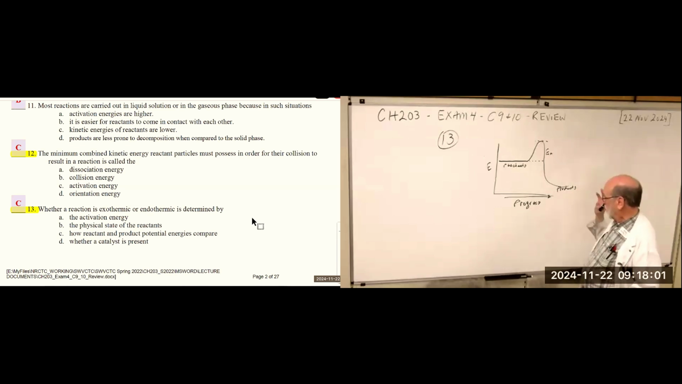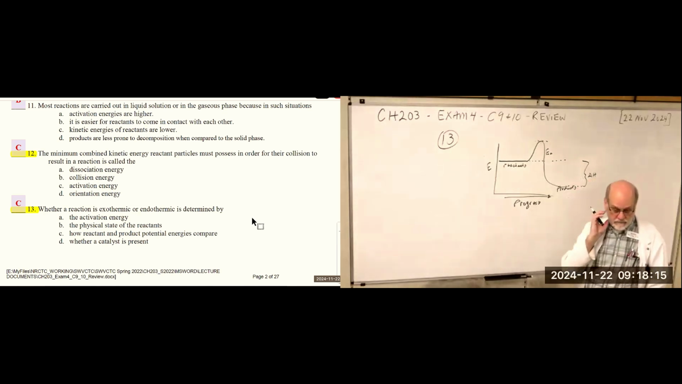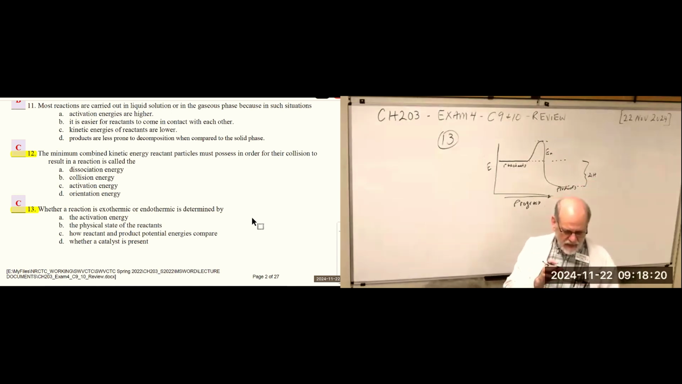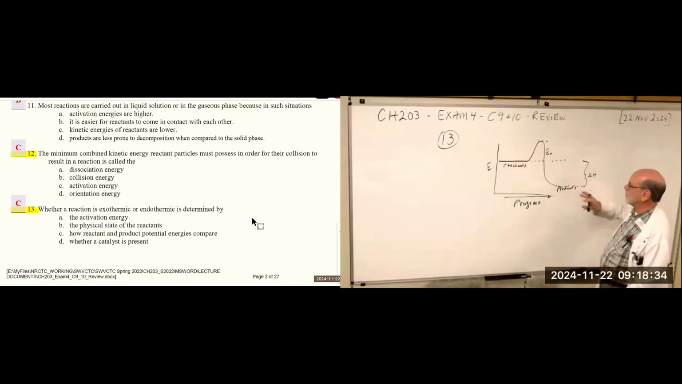Okay. What's the relationship here that tells us whether it's exothermic or endothermic? It's the initial energy versus the final energy here. That's the enthalpy of the reaction. Okay, now to answer that question. Compare the potential energies of the reactants and the products. That's all that's required. The energy contained in the reactants versus the energy contained in the products.